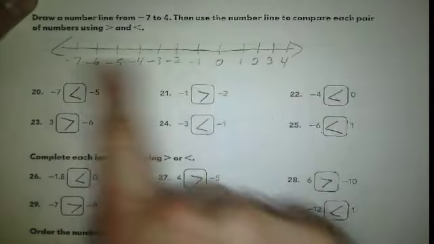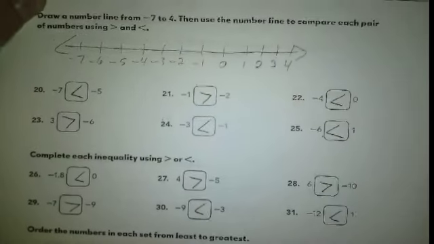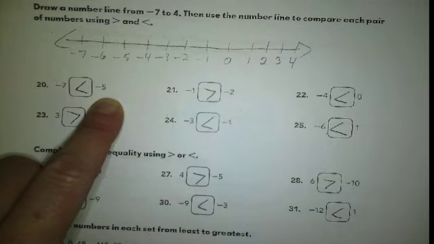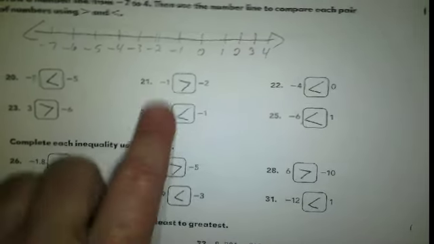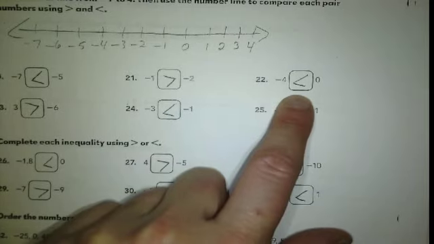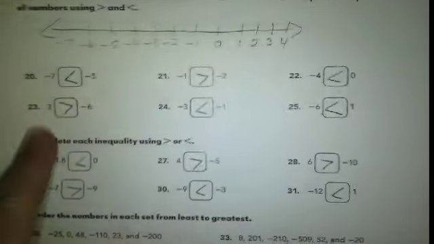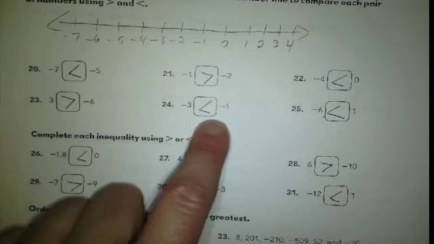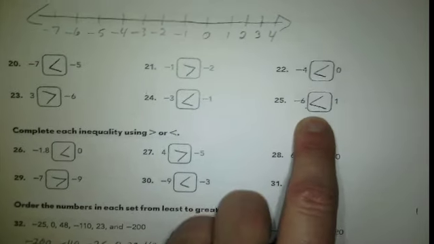Continuing on, you can draw a number line to help you. You may not need this number line. You could just look to compare. -7 is going to be less than -5. -1 is greater than -2. -4 is less than 0. 3 is greater than a -6. -3 is less than -1. -6 is less than 1.